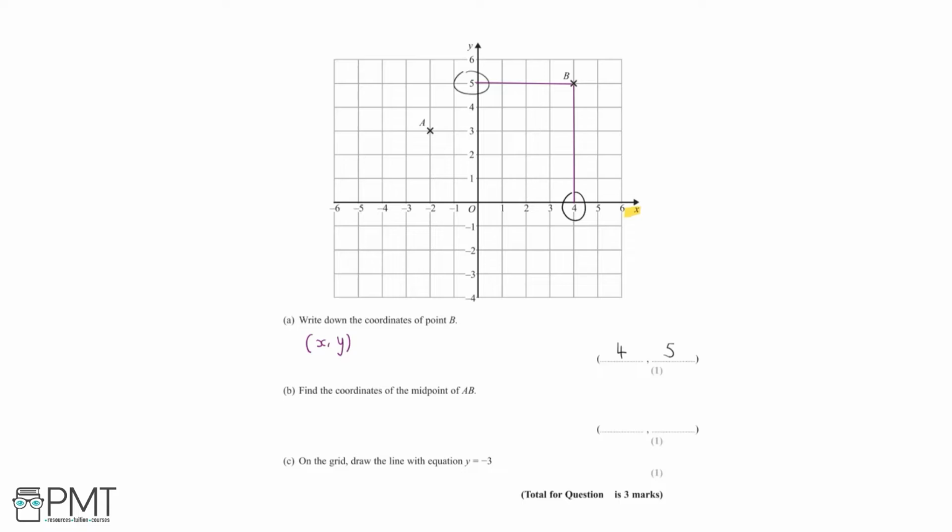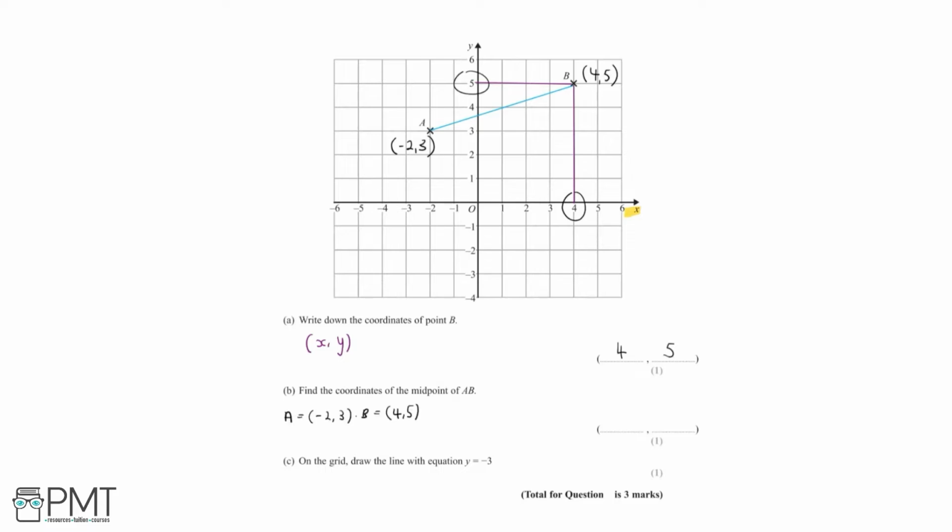Now we need to find the coordinates of the midpoint of AB. Let's draw a line AB by joining points A and B together. To find the midpoint of AB, we need to know the coordinates of A and the coordinates of B. We can see that the coordinates of A, looking at the x-axis first, is -2, and then the y-axis, 3. And we know that the coordinates of B are 4, 5.